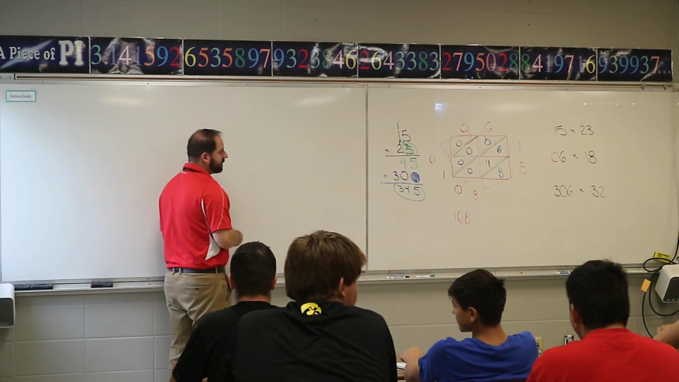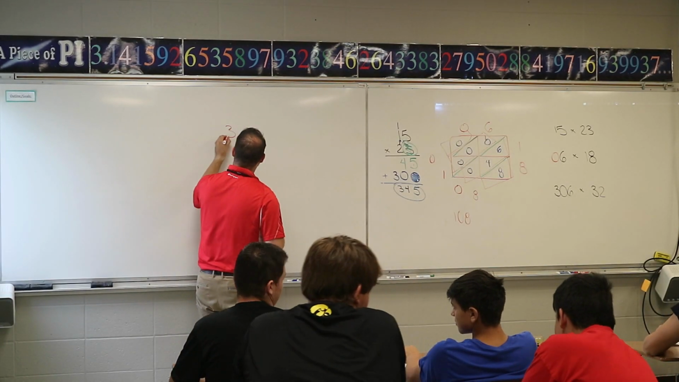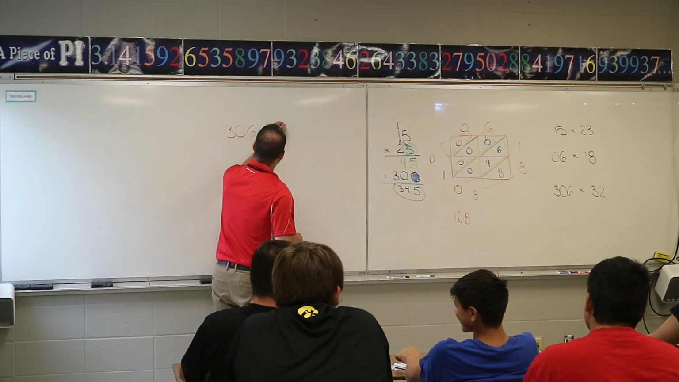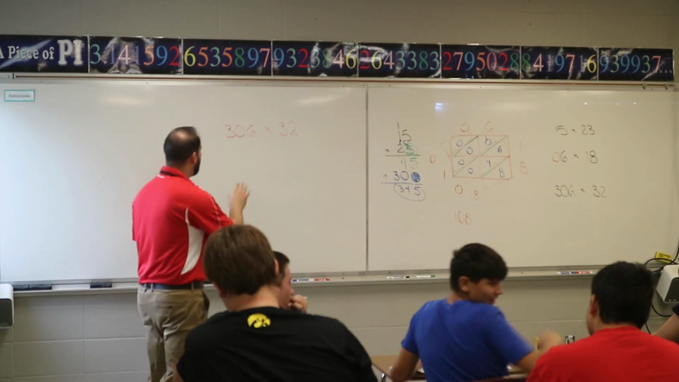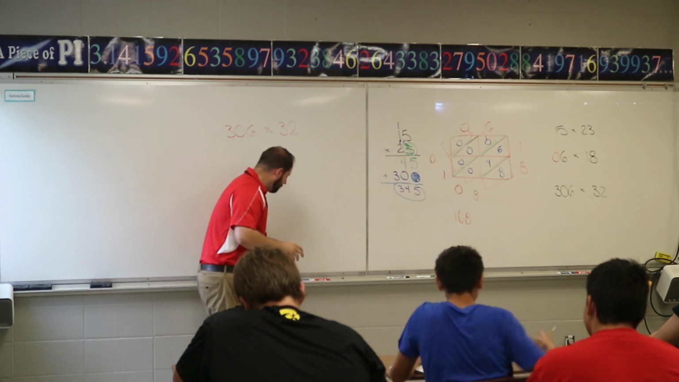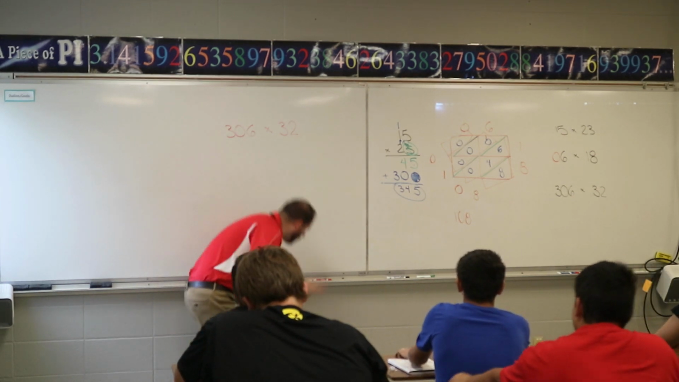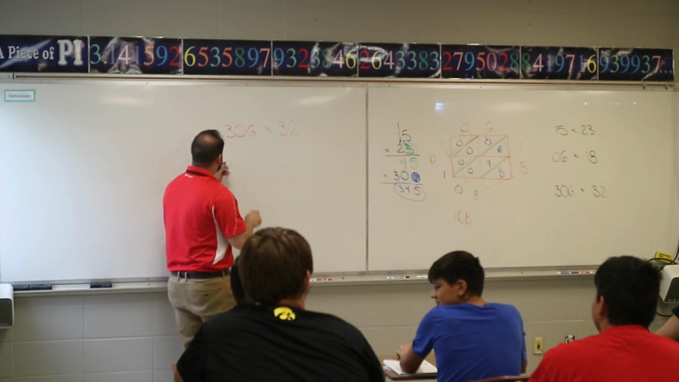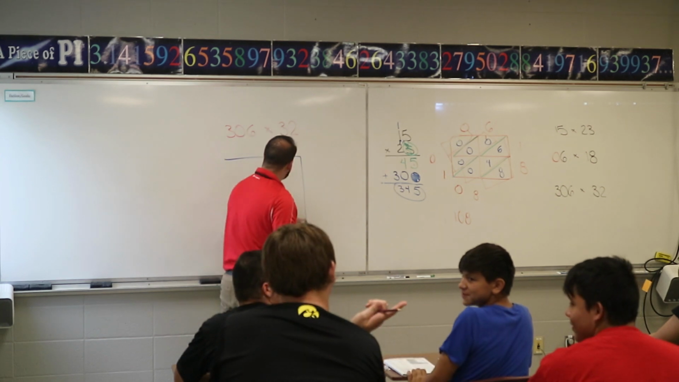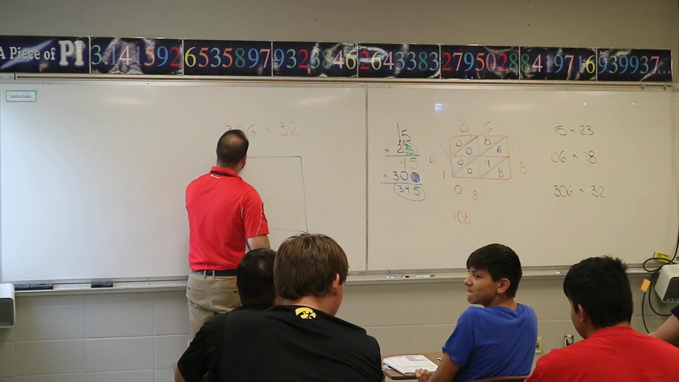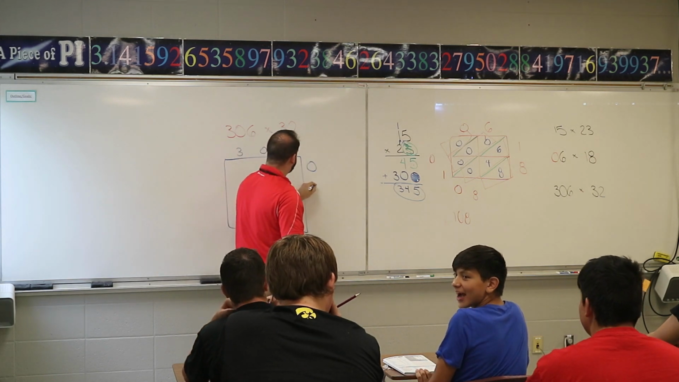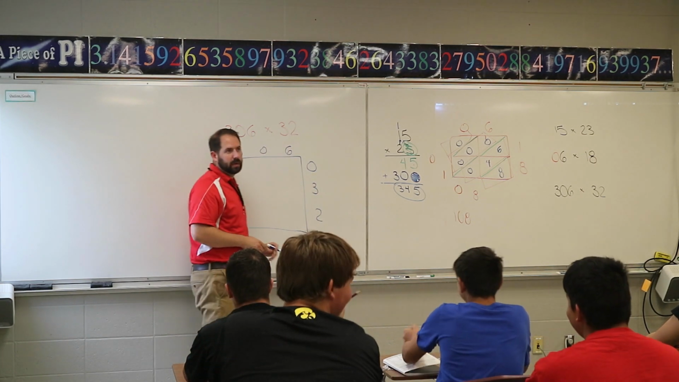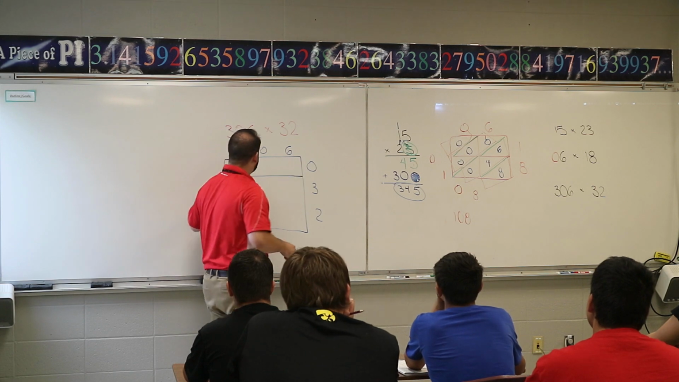Okay, so 306 and 32. We're going to put this in a big box. I'm going to try to make them the same size, with zeros and whatnot. So the box itself is going to be a 3x3 box, because I have 306. And then going down this way, I'm going to put a 0, 3, 2 for 32. I like to make them the same size.